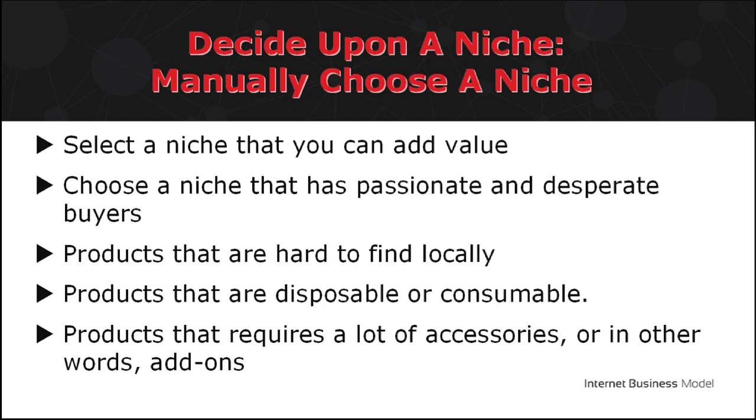4. Products that are disposable or consumable. This is so you get repeat customers. Finally, products that require a lot of accessories, or in other words, add-ons. Any product that requires back-end items are worth selling. You don't necessarily need to choose a niche that is 100% based on these criteria. Mix and match them and see which ones work out the best for you and your business.